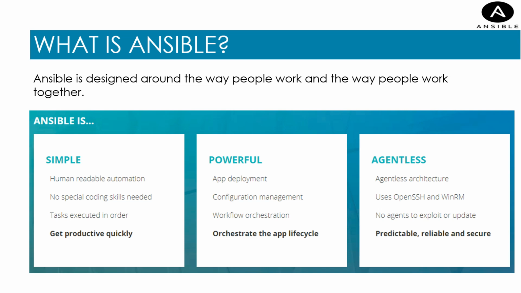So, why is Ansible simple? Because of human readable automations, no special coding skill needed, and tasks executed in order. Why is Ansible powerful? Because of app deployment, configuration management, and workflow orchestration. And why is Ansible agentless? Because the agentless architecture uses OpenSSH and WinRM, with no agent to exploit or update.